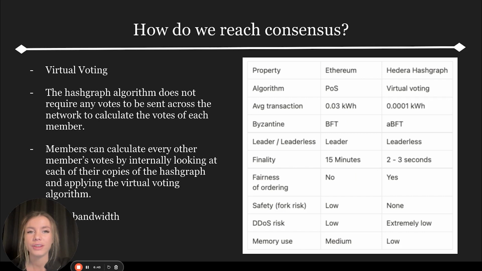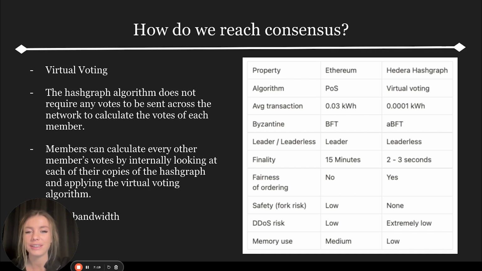So one of the really important things to consider is, how do we reach a consensus on it? So there is no formal protocol that dictates that we actually come to any agreement on the state. And what we need is a protocol that can verify this all takes place correctly, run the algorithm, and it confirms everything. So this is where virtual voting comes into it. The Hashgraph algorithm doesn't require any votes to be sent across the network to calculate the votes of each member. So it runs by basically members calculate every other member's vote by internally looking at each of their copies of the Hashgraph and applying the virtual voting algorithm.